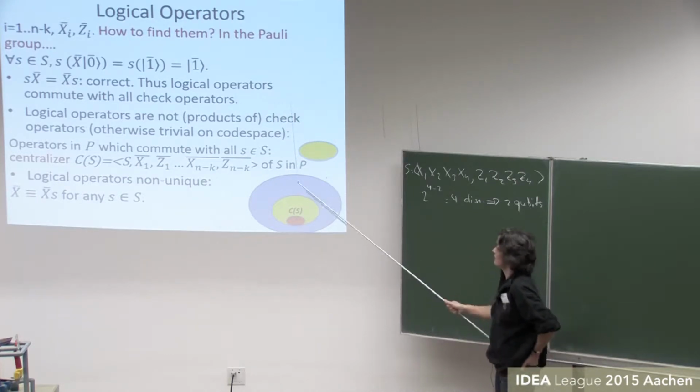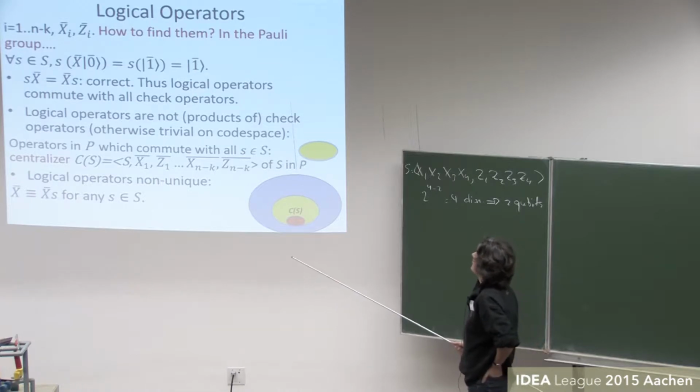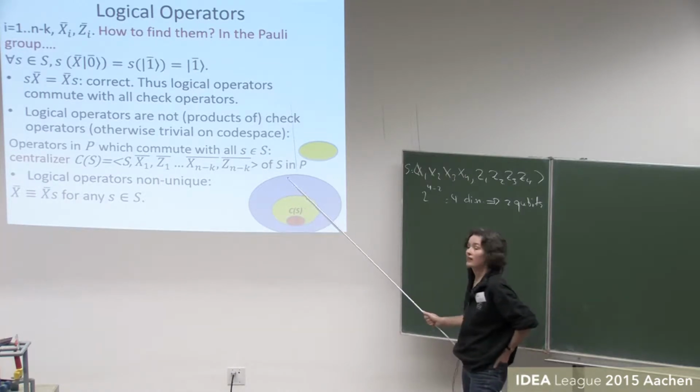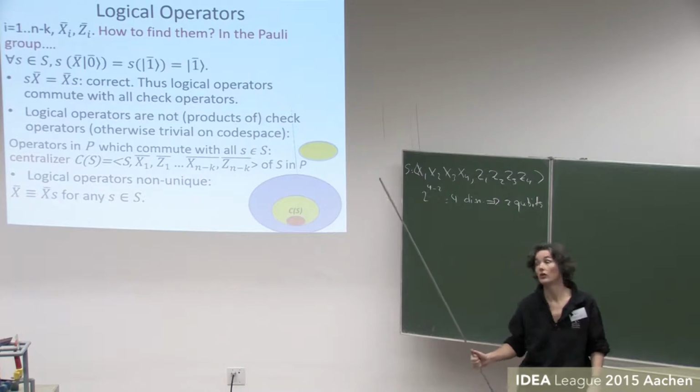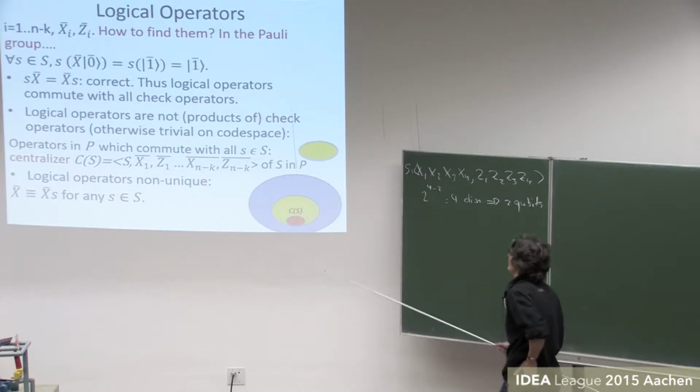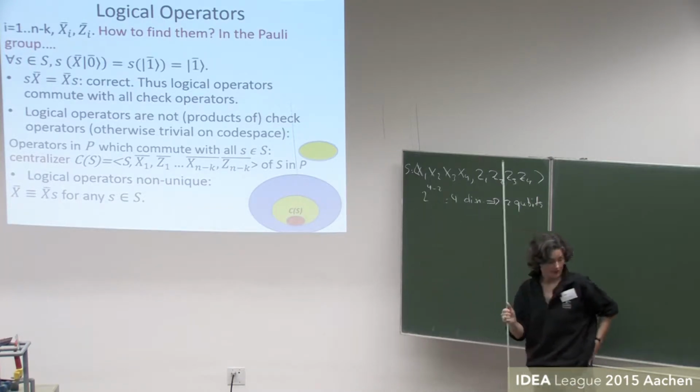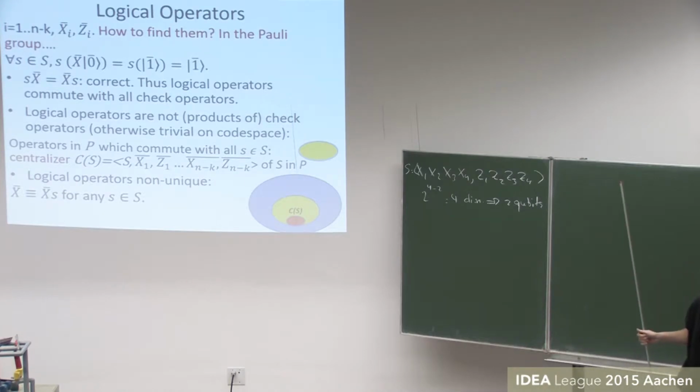Okay, what else do I have in my Pauli group? Now, I also have operators that do not commute with all the elements in S. Right? And they are out here. And I also said that those operators I can detect.